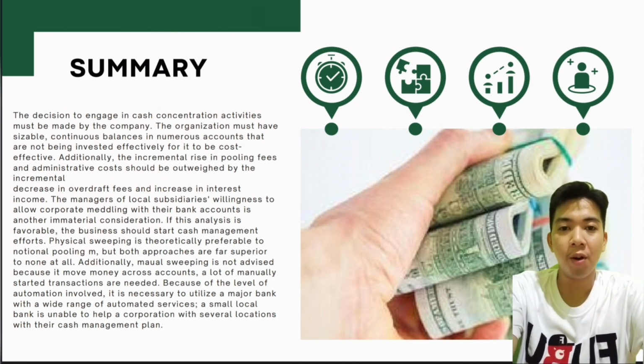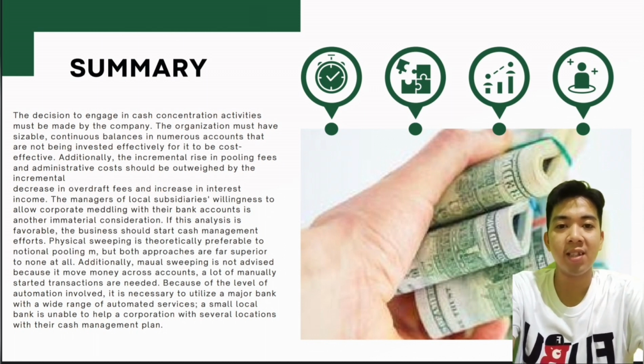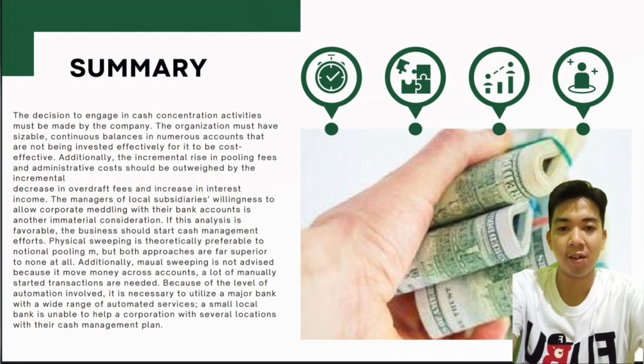Because of the level of automation involved, it is necessary to utilize a major bank with a wide range of automated services. A small local bank is unable to help a corporation with several locations with their cash management plan.